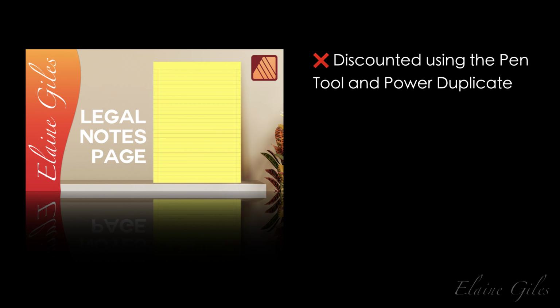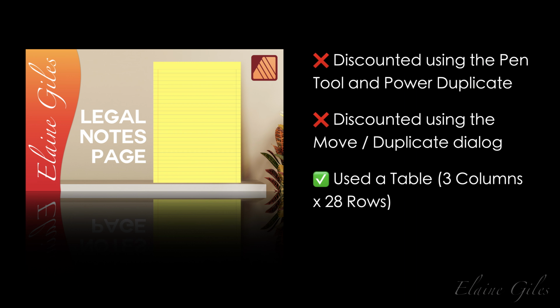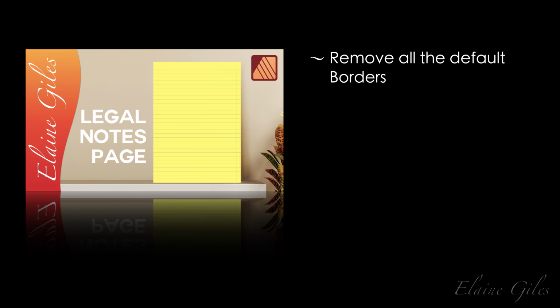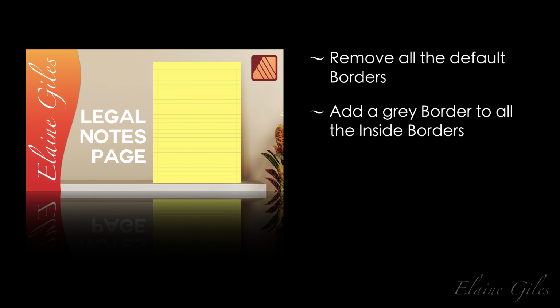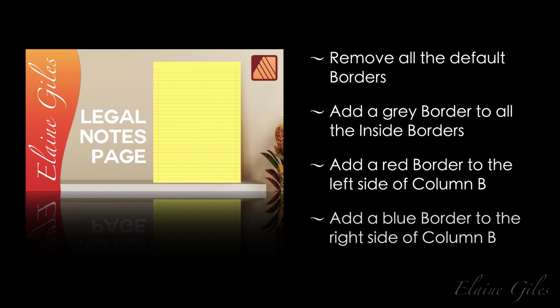So let's have a quick recap. We discounted using the pen tool to draw the lines and then power duplicate to lay them out. We also discounted using the move duplicate dialog box to lay out the lines. What we did use was a table. The one I created had 3 columns and 28 rows. In terms of formatting, I removed all the default borders and then added grey to all of the inside borders, and that was for the lines. Then added a red border to the left side of column B and a blue border to the right side of column B, and they represented the margins on the left and the right.